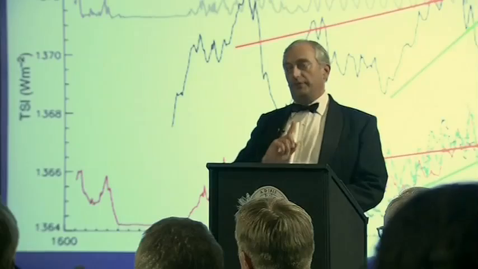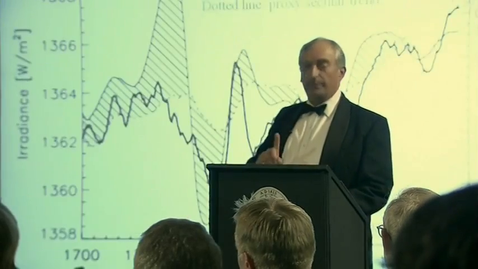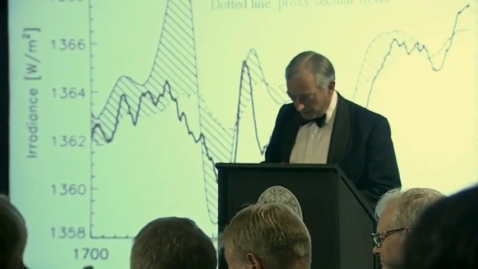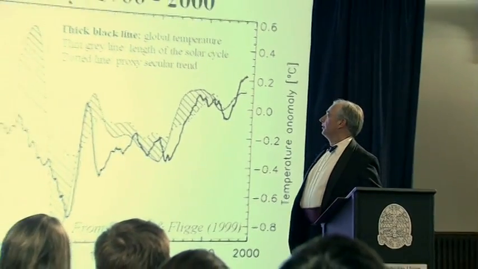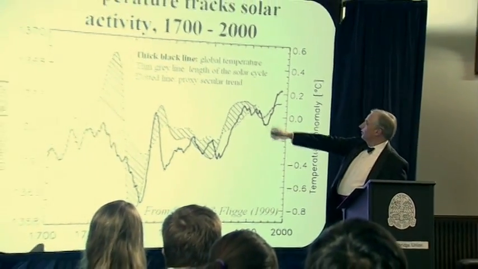So temperature doesn't track CO2 well, we've seen that, but it does track solar activity rather well, as several papers, which I'll now demonstrate, illustrate. Here's one from Solanki again and his colleague Fligge in 1999. The proxy for solar activity here is the length of the solar cycle. Quite a good track with temperature, as you may think. We go to the Central England temperature tracking solar activity.